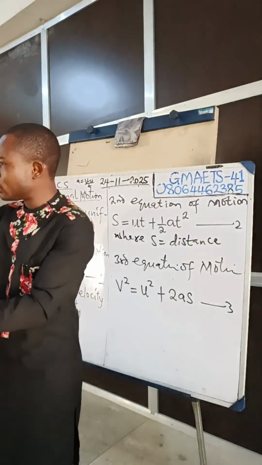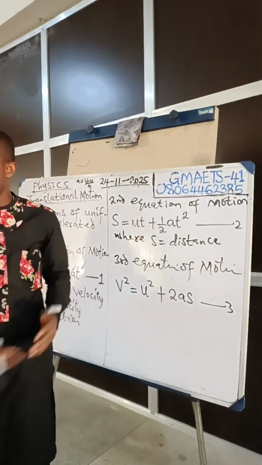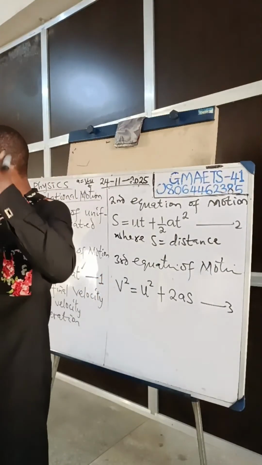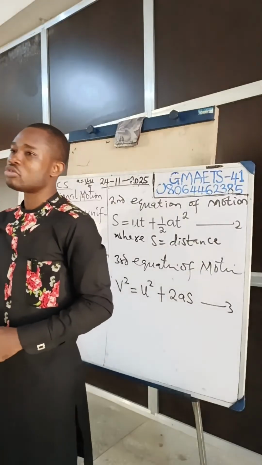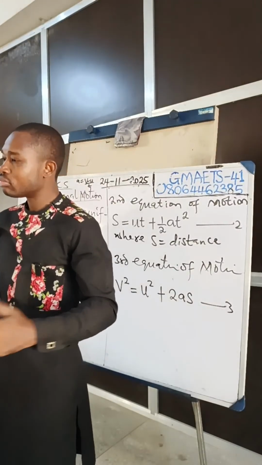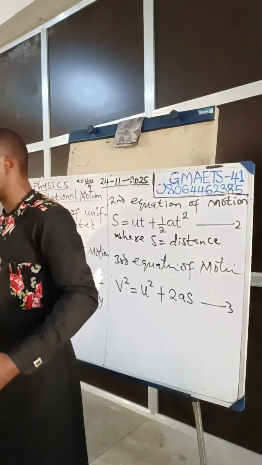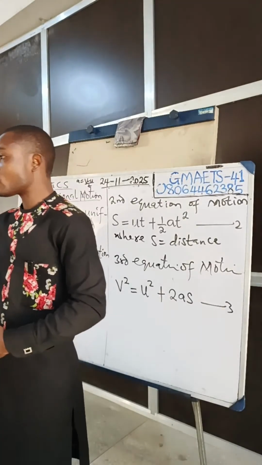You don't need your book to read or remind yourself of this formula. Before leaving, you can be recapping them. Are you following? V equal to U plus AT. S equal to UT plus half AT squared. V squared equal to U squared plus 2AS.